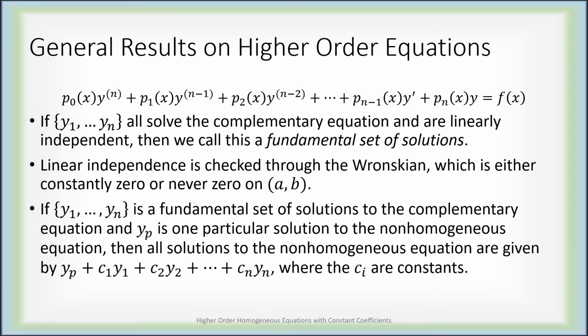If y1 through yn is a fundamental set of solutions to the complementary equation, and y sub p is one particular solution to the non-homogeneous equation as written at the top of the page, then we can present all solutions to the non-homogeneous equation through a linear combination of the fundamental set of solutions plus the single particular solution we found. And again, this is exactly how we've done it for second order equations.